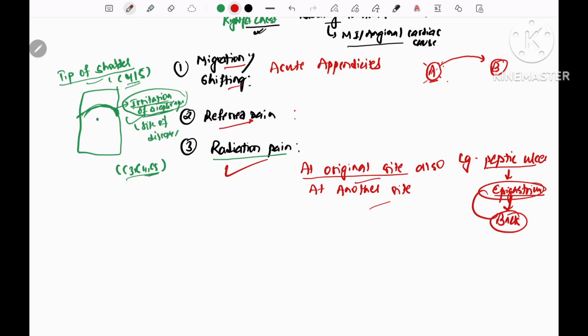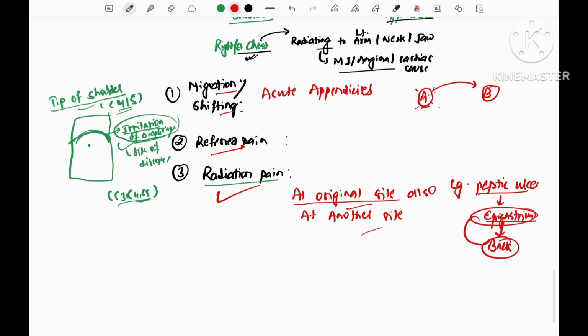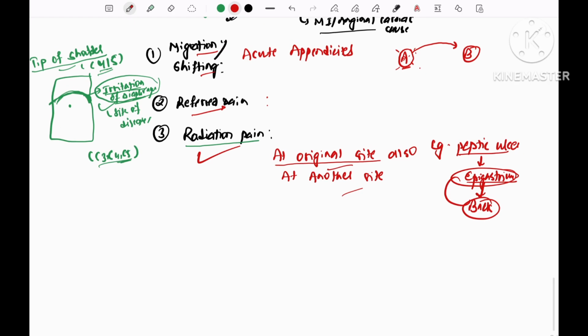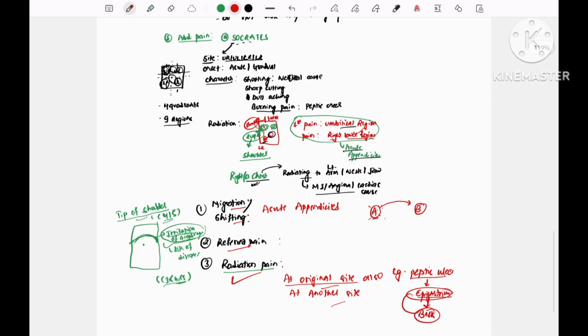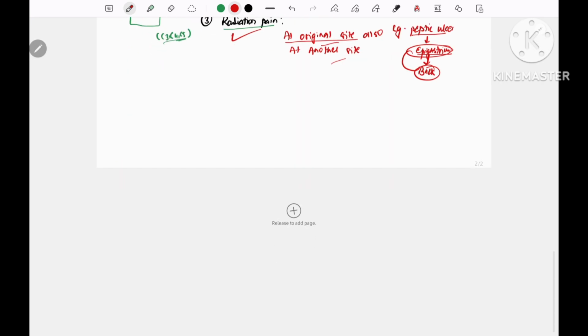But in the case of referred pain, the pain is not felt at the site of disease, but is present on another site. And migration means the pain is usually present on one side, and later the pain disappears there and starts occurring on the next side. So this is migration or shifting of pain. Hope you understand.